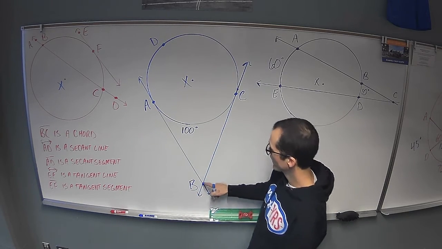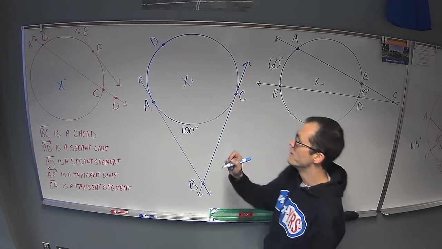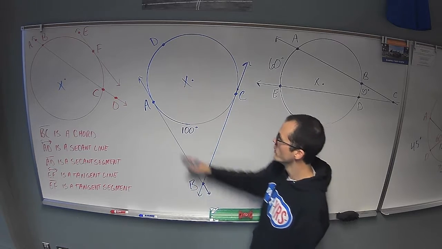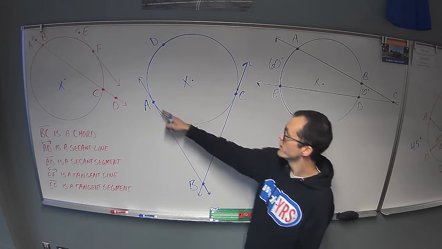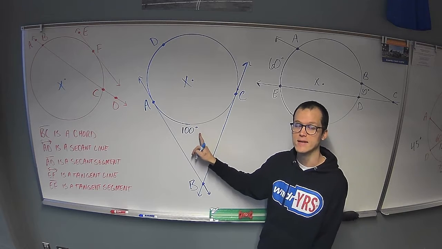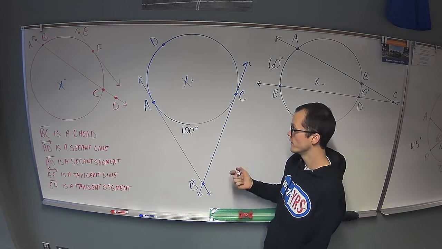Today, I want to figure out what the measure of this angle here is, angle ABC. The only piece of information we have, well, I guess we kind of have two pieces of information. We know that AB and BC are tangent lines. That's given. We also know that the arc measure of AC here is 100 degrees. That's given as well. From just those pieces of information, we're going to figure some things out.